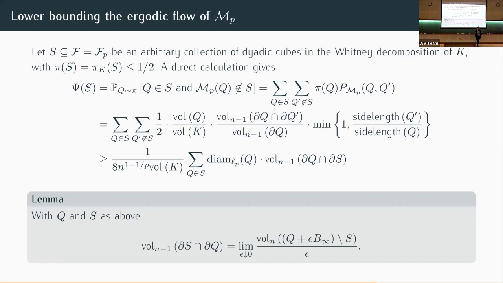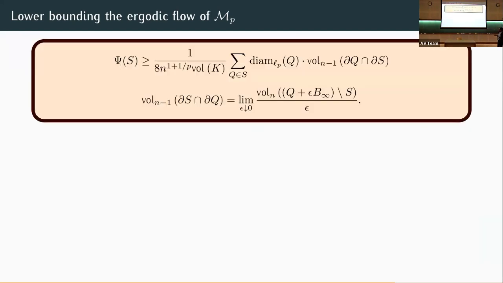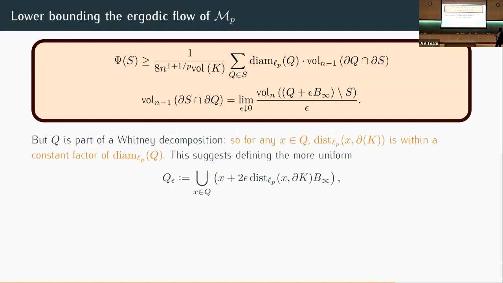We are able to put B infinity just because Q is a cube and S is a collection of cubes. So in this case, even B infinity works. Usually, in general, it won't work, but here it works. And now you do that. This is just algebraic manipulations. And so for this expression, you have something like this.